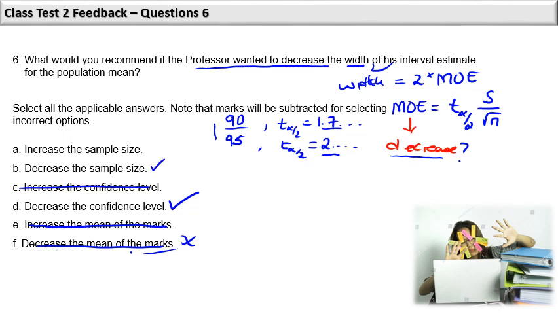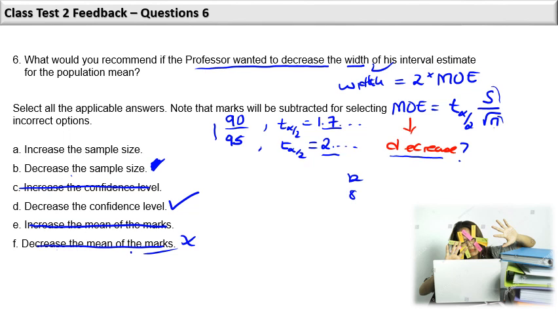If I decrease my sample size, check this out. Let's say I had a sample size of 12 and a sample size of 8 or 9. Do you realize what I am doing with the sample size? I am actually dividing my standard deviation by my sample size.